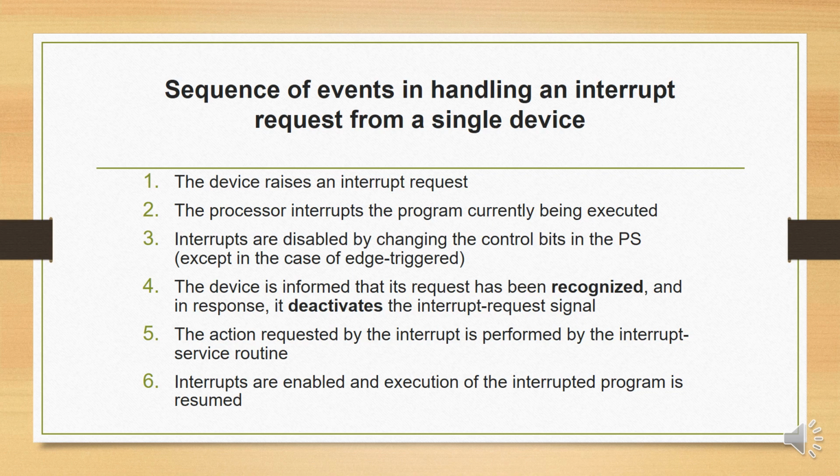Then the third step is that interrupts are disabled by changing the control bits in the PS. This PS is a register, the processor status register. So what is done here is that interrupts are disabled by changing the control bits. As you know, bit 1 shows it is active and bit 0 shows it is inactive. Similarly, in the PS, the processor status register, there are also control bits. So we can change the control bits to show that interrupts are inactive.